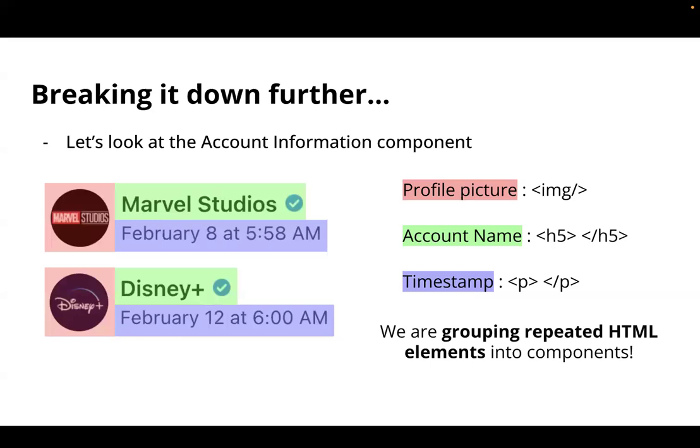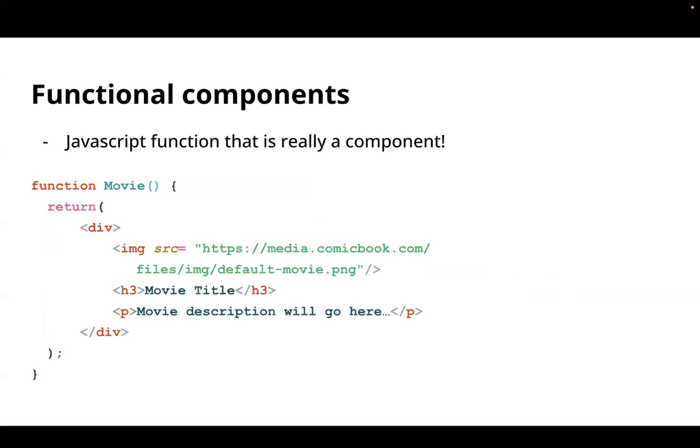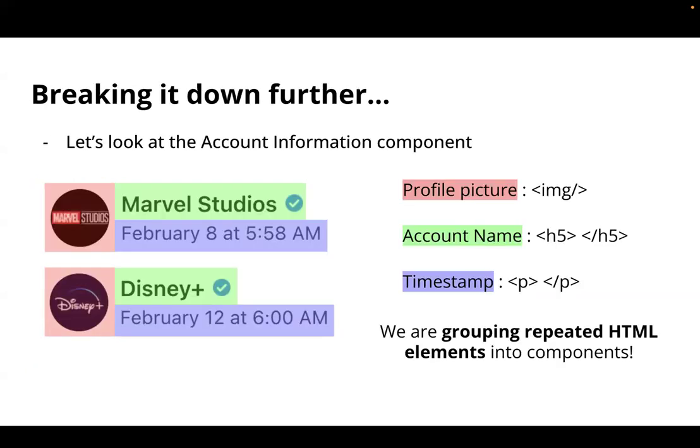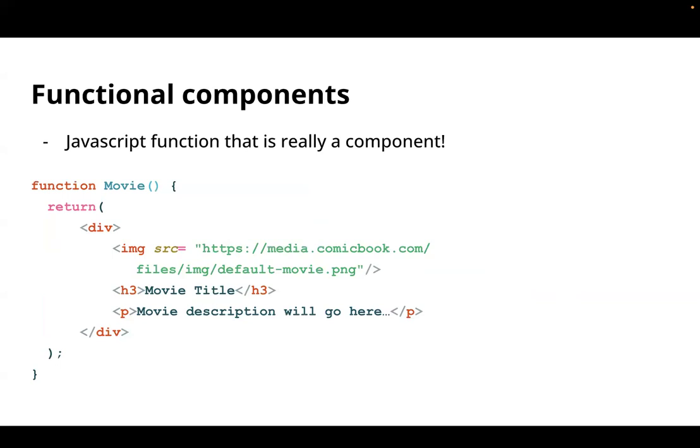So this is an observation that the programmers have made. They realized that we can just group repeated HTML elements together into components. So we don't have to type out image, header, paragraph every single time we want to create a post, or every single time we want to create an account information. What we do is build this blueprint and fill in the necessary information, and it will automatically generate this account information for us. So that is the high level idea of what a component is.